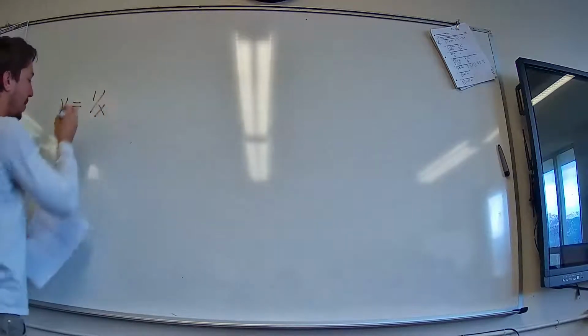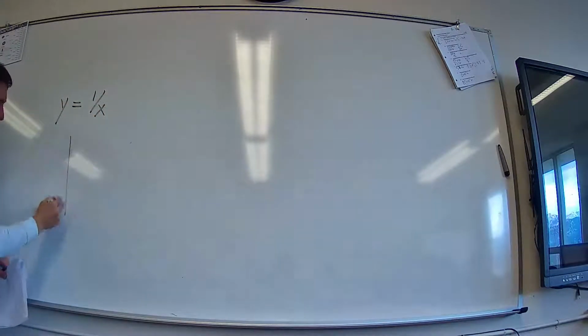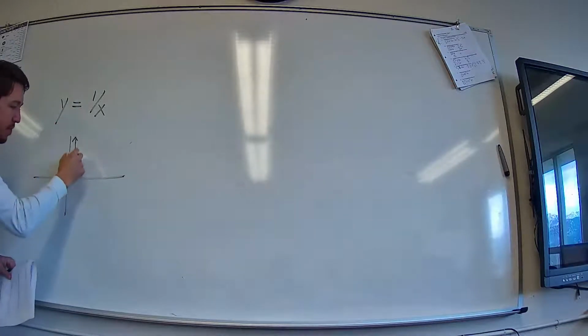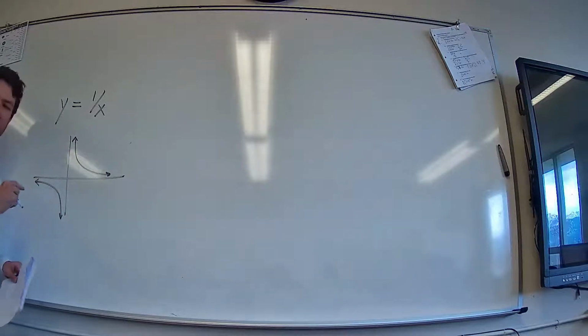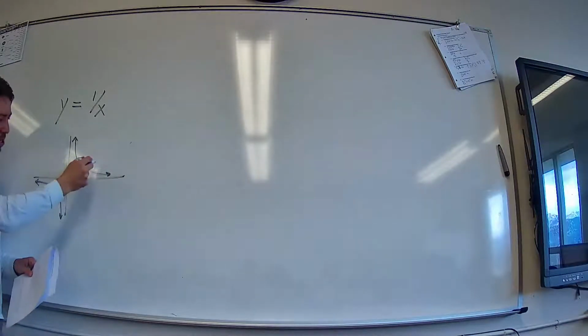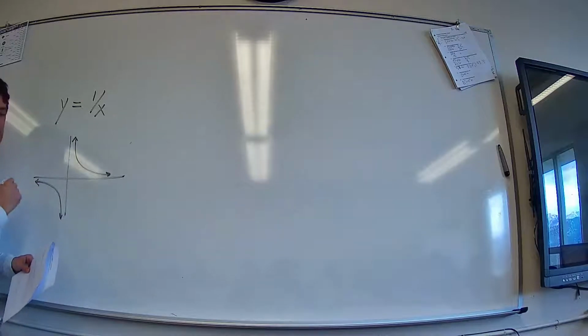Okay, so does this function have an inverse? Yes. Well, let's look at the graph. Is it possible to draw a horizontal line that touches the graph twice? Nope. So it has an inverse.